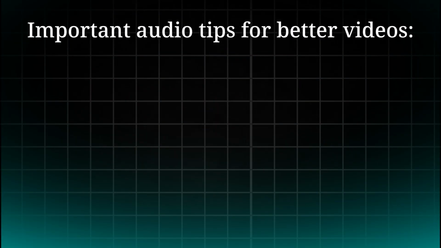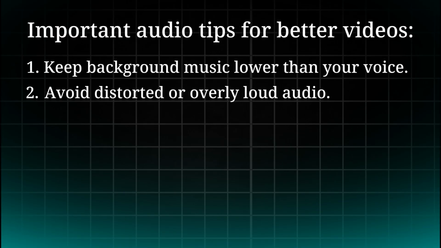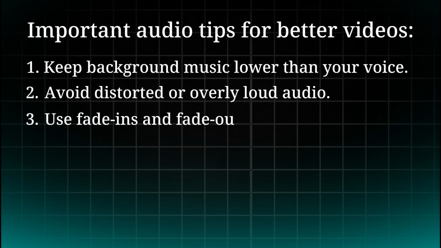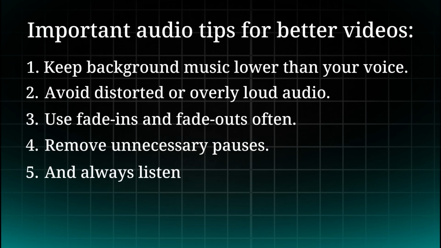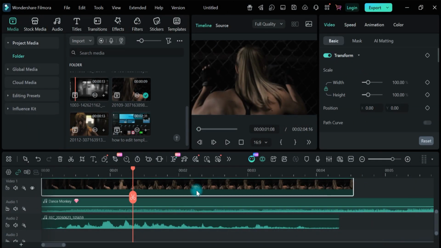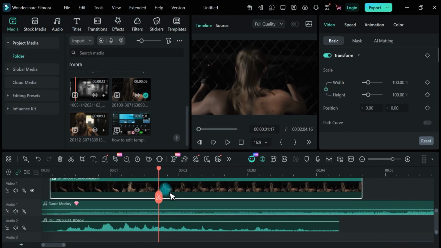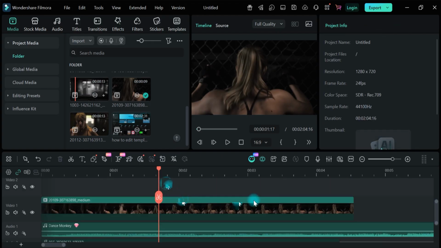Now here are some important audio tips for better videos. Keep background music lower than your voice. Avoid distorted or overly loud audio. Use fade-ins and fade-outs often. Remove unnecessary pauses. And always listen to your audio before exporting, because clean audio instantly makes your content feel more professional. So now that we've covered audio editing, let's move on to adding text, titles, subtitles, and animations inside Filmora Video Editor.